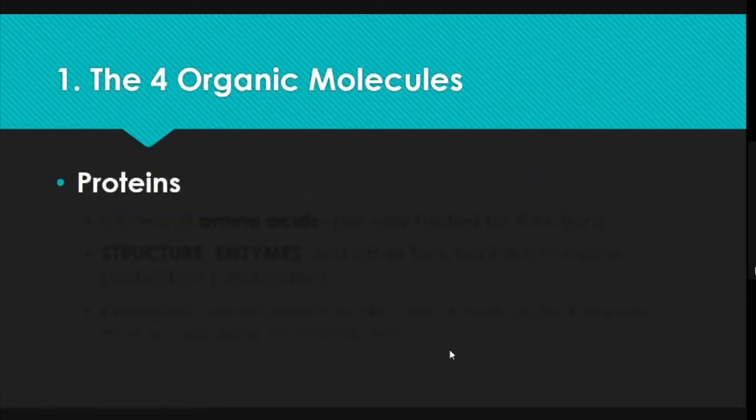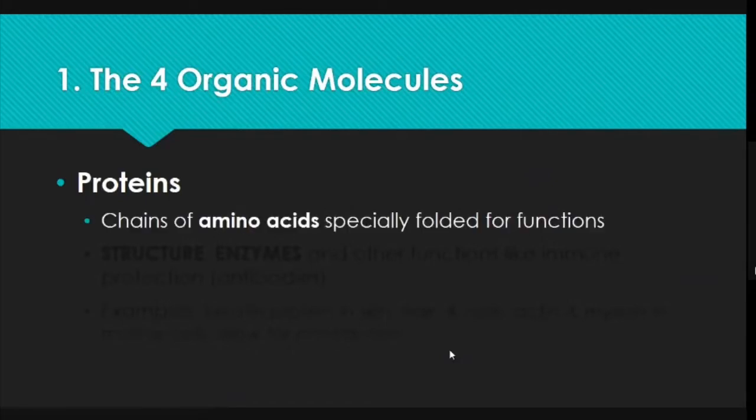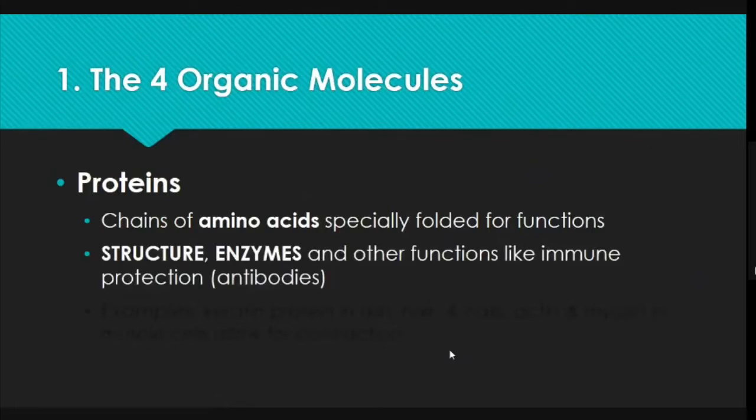Next category is going to be the proteins. Proteins are chains of amino acids. Amino acids are little molecules with an amino group and a carboxyl group. And then when a chain of amino acids forms, it specially folds to carry out a particular function. Typically, proteins are used for things like structure, so our hair, nails, skin, and muscles are mostly protein. But they also have functional uses. Enzymes are a really famous one, and I'll talk more about those later. And other functions like immune protection, where antibodies are a really good example of a functional protein.